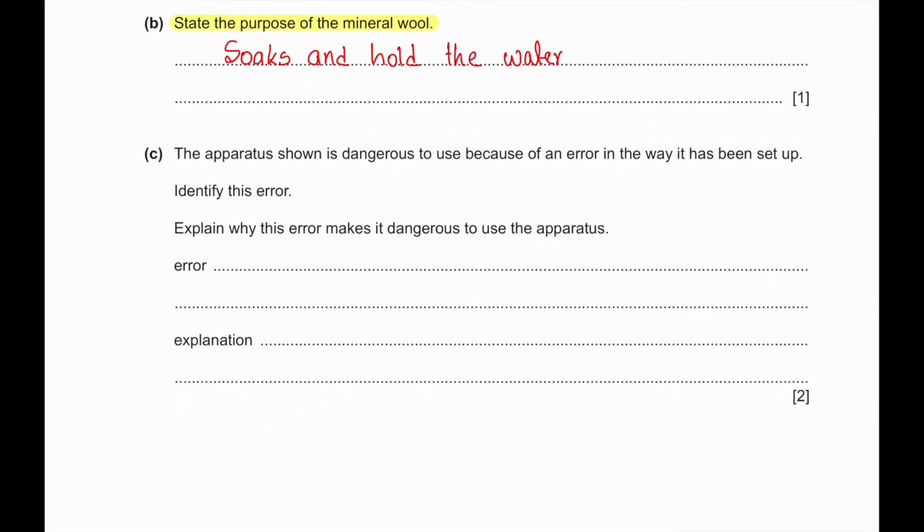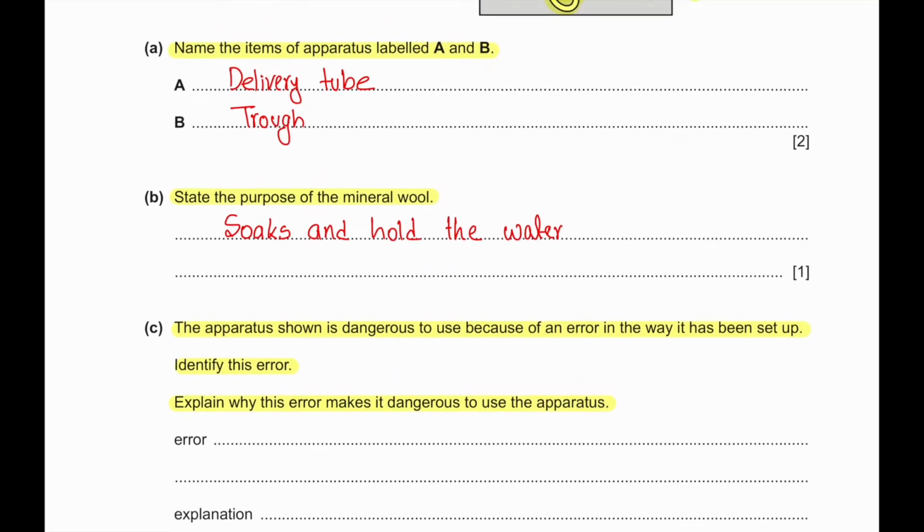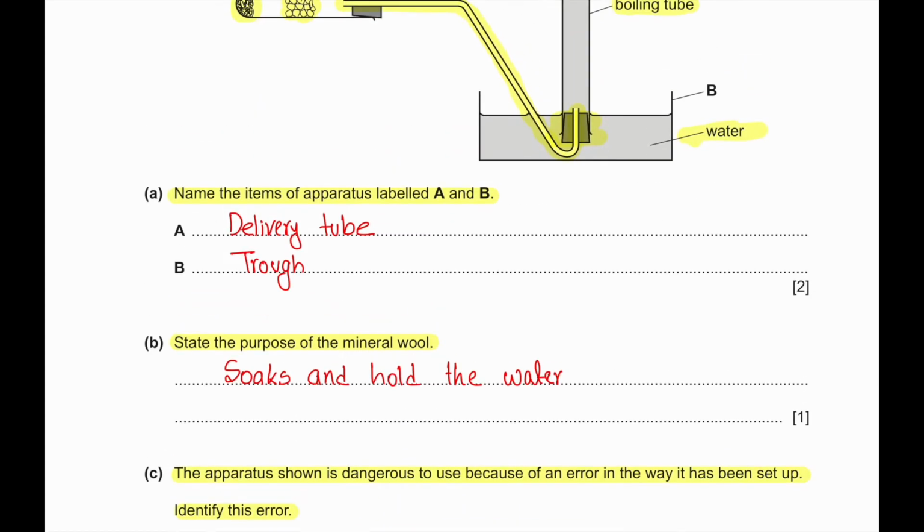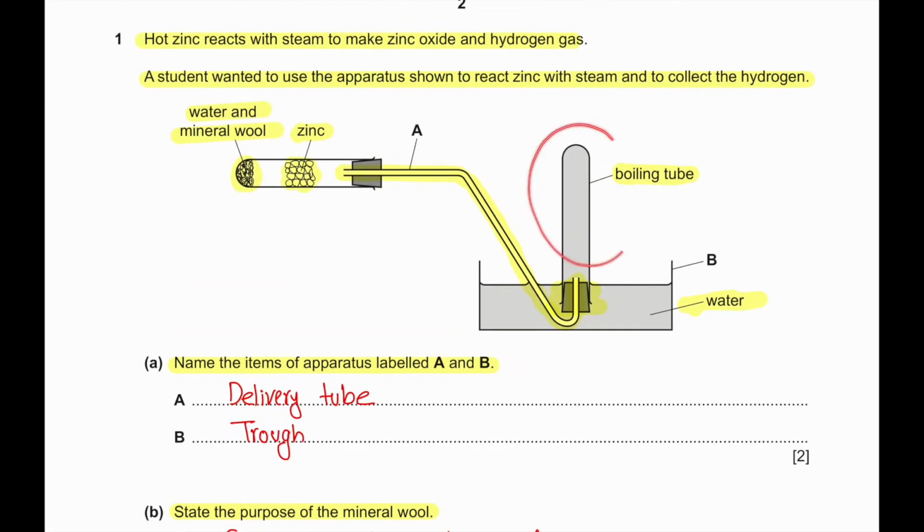Part C. The apparatus shown is dangerous to use because of an error in the way it has been set up. Identify the error. Explain why this error makes it dangerous to use the apparatus. So the error is the rubber bung that is placed in the boiling tube. And basically what would happen is that once the gas would come and fill up this particular boiling tube, pressure would build up and it may result in the boiling tube exploding.